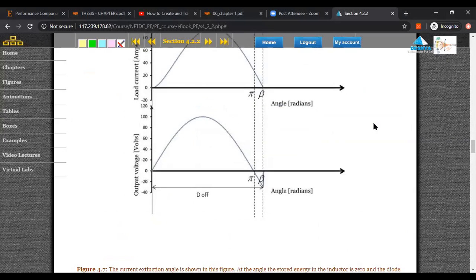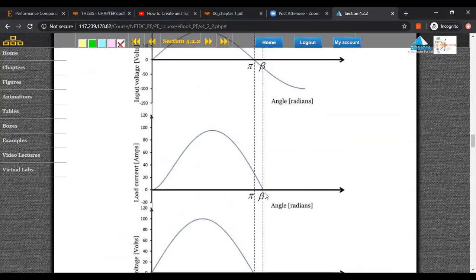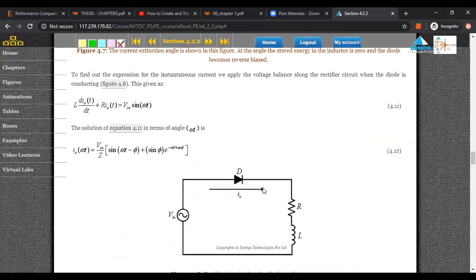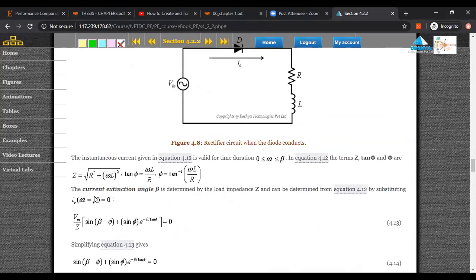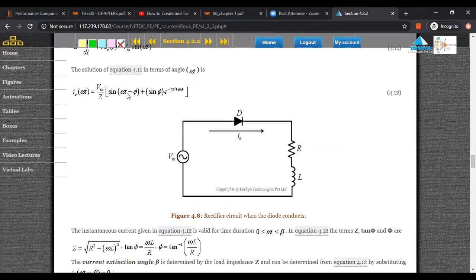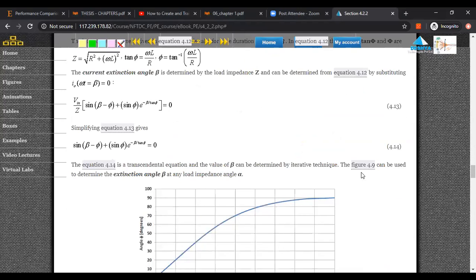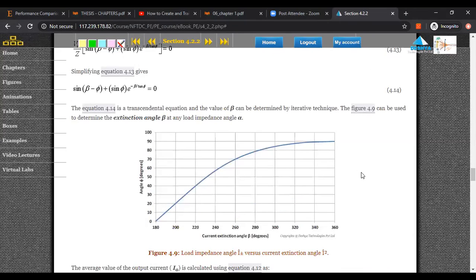So same thing. See, this is what I was talking about. It is beta, the extinction angle. After this point, you will see the current is becoming zero, or at this point also the current is zero. So that's why that condition has to be substituted over here. If you substitute that in the equation which we got above, 4.12, numerically, then you will get to know certain conditions you can determine out of it, and you can plot certain statistics or a certain waveform.